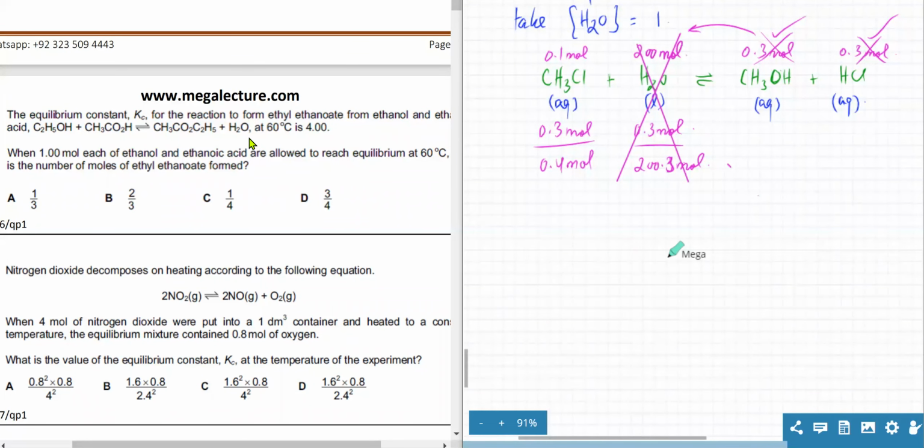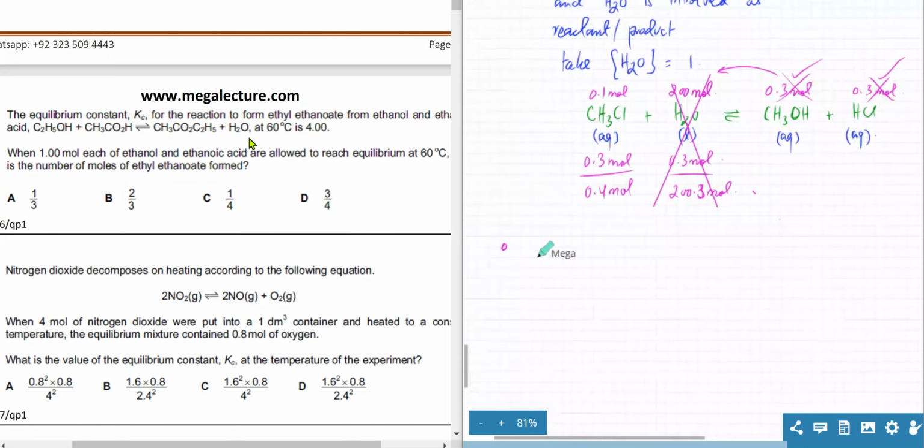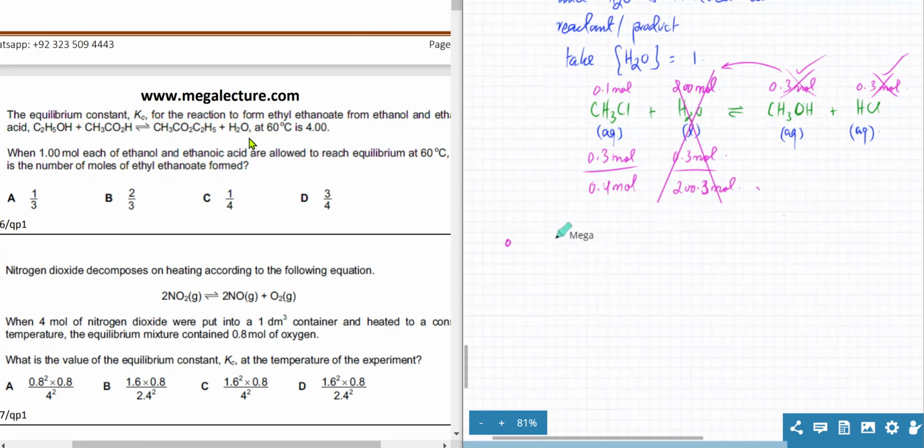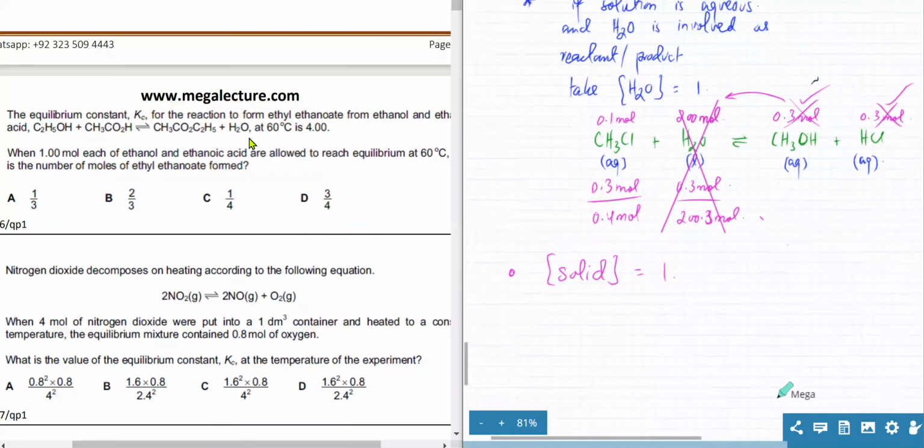Okay? But in this case, you're going to write water. And the second point is, just like water, solid concentrations are going to be taken as 1 as well. Because if a substance is a solid and it's part of a reversible reaction, then the particles are always tightly packed. The term concentration doesn't really apply to it because the moles per unit volume is always the same. So the concentration is always constant, and it's going to be taken as one. So remember both these things.